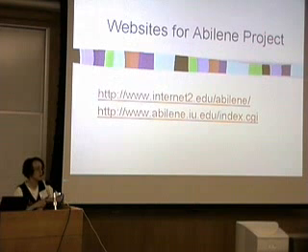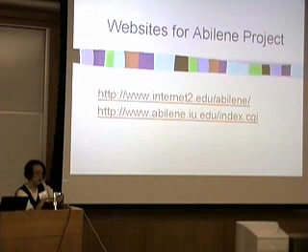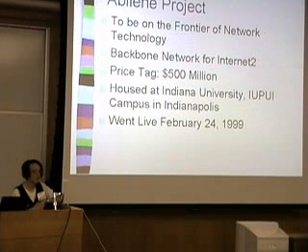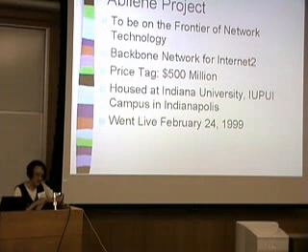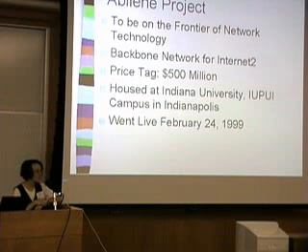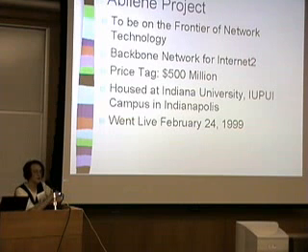Abilene Project, I've mentioned. Abilene is one part of the Internet 2 project. It is basically the backbone network for the project. It's called Abilene because, like the railroad in Abilene, Kansas, it's on the frontier of network technology. That railroad was considered to be at the frontier of America in the 1860s. That's where the name comes from.